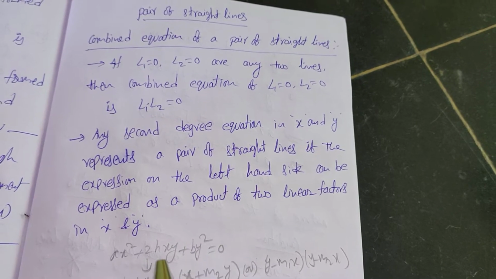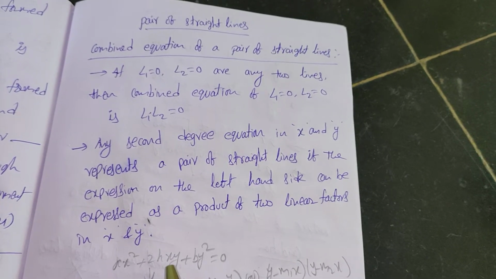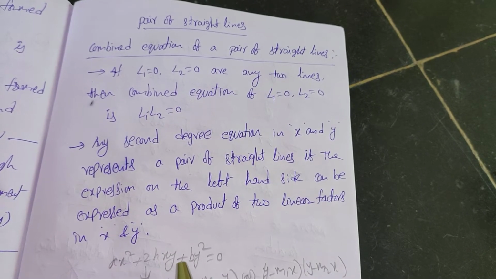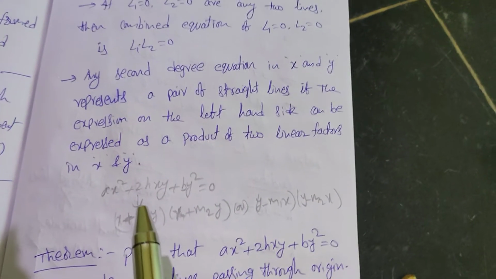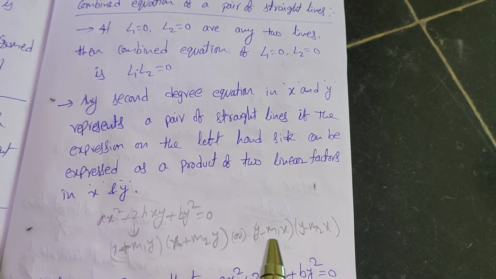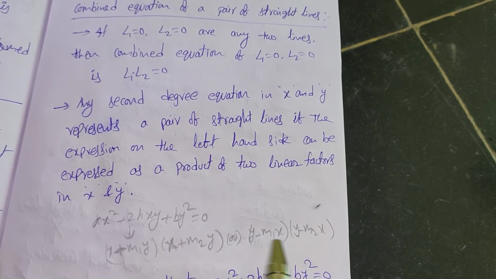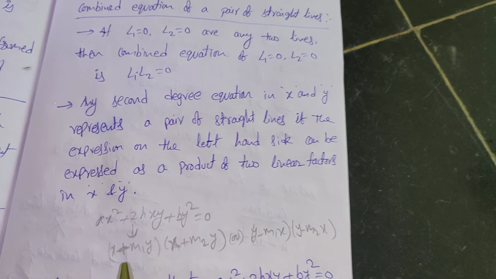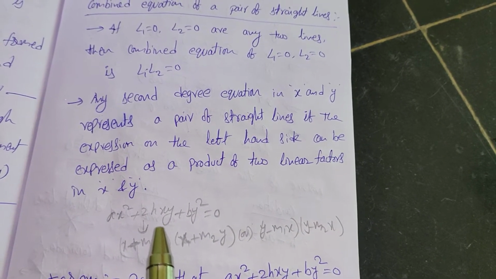So that means when you want to say this second degree equation in x and y represents a pair of straight lines, if you express this left side, what you have, ax square plus 2hxy plus by square, as a product of two linear factors in x and y, that means if you express it as some y minus m1 into x into y minus m2 into x, actually it is a slope form for linear equations. Y is equal to mx, so y minus m1x, y minus m2x. Or another one, you can write some x plus m1y into x plus m2y. Then you can say this represents a pair of straight lines.